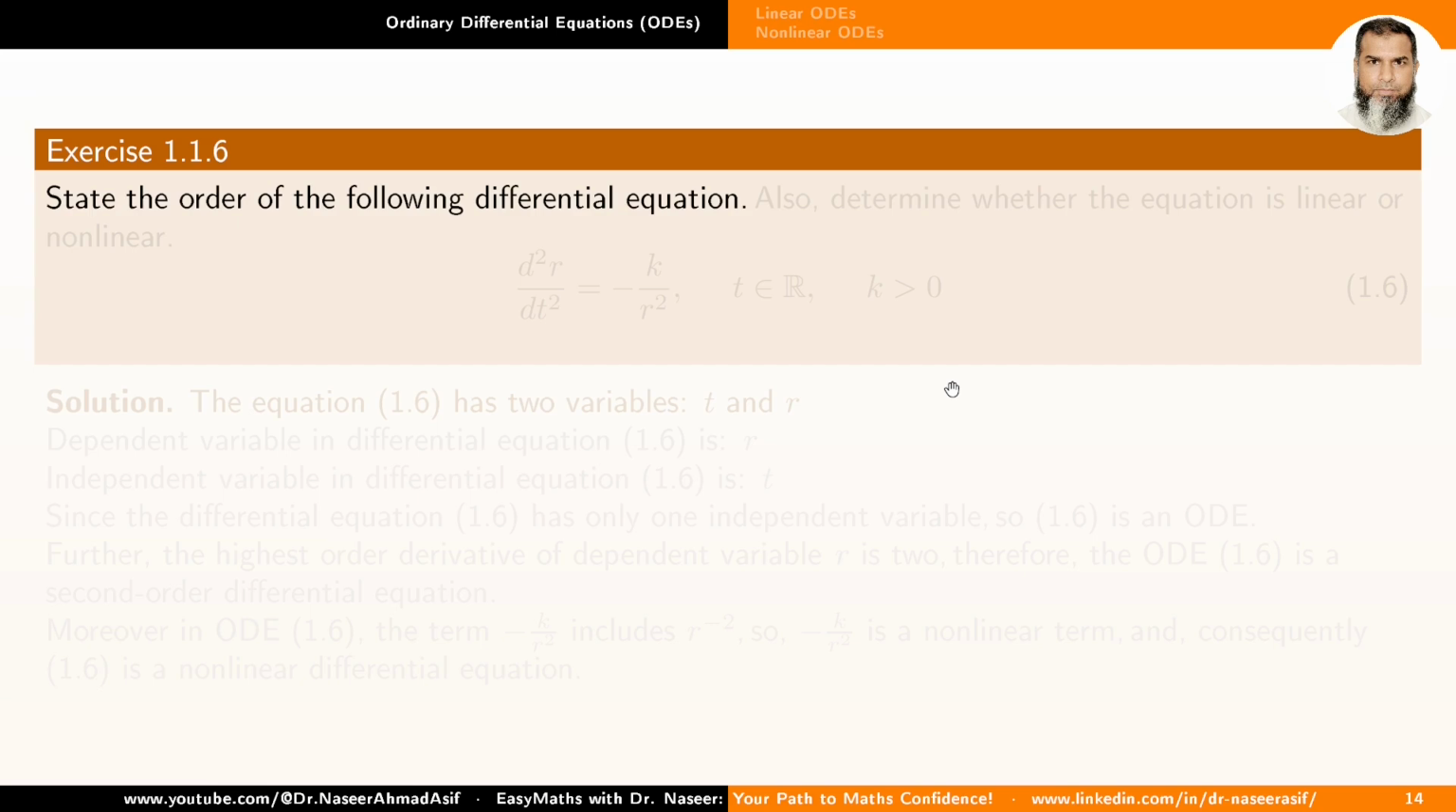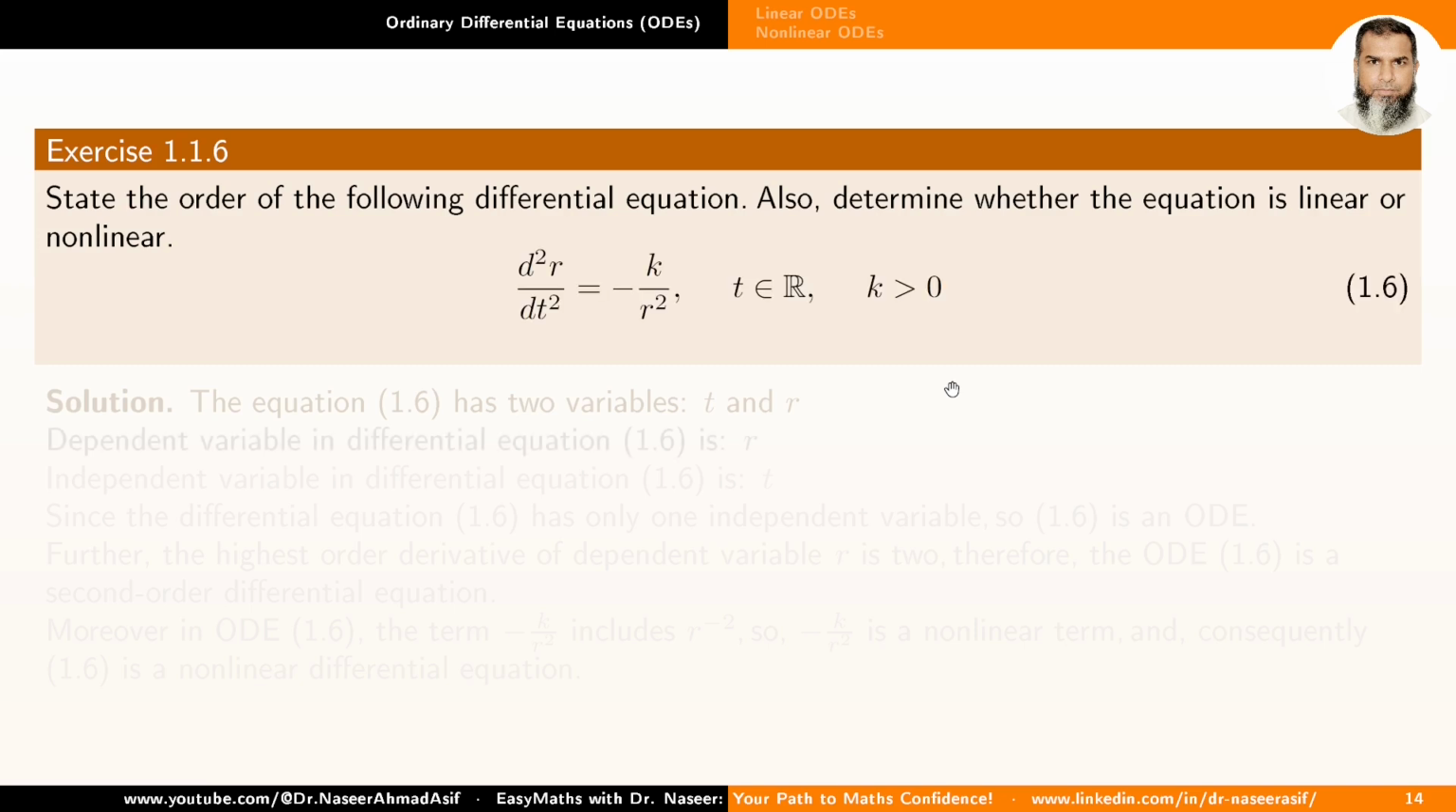State the order of the following differential equation. Also determine whether the equation is linear or non-linear. This is d2r by dt square is equal to minus k over r square, where t belongs to R and k is some positive constant. Let's see the solution of this question.